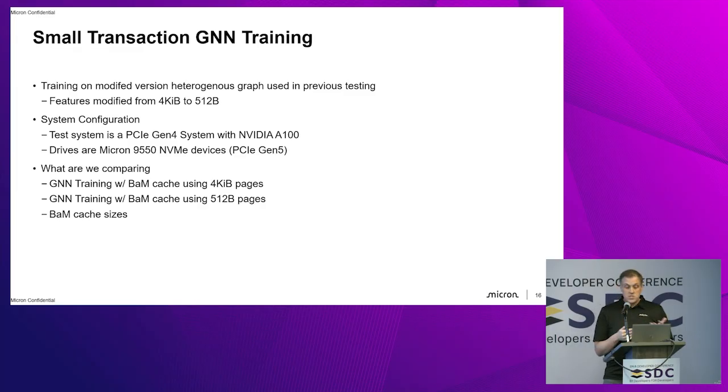So there's a couple different tests we're going to talk about. One is the training using BAM cache and GIDS, which is doing 4K reads, just like the previous testing, except it only now needs 512 bytes of the data. And then also the same thing with 512 byte reads, so only asking for the data it actually needs. And we're doing this over various cache sizes within BAM.